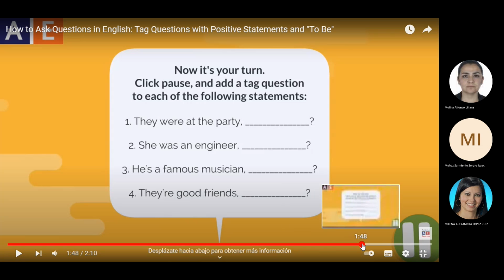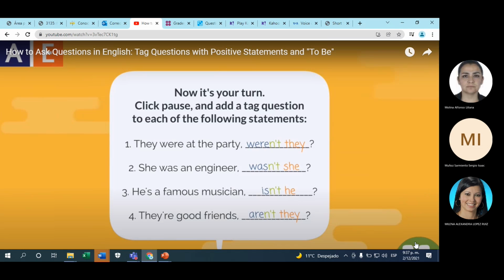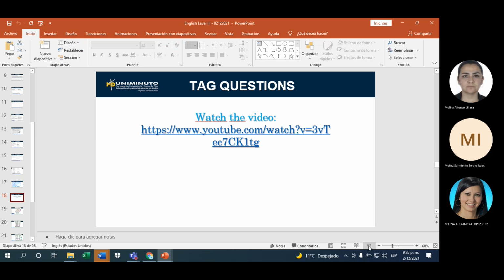Of course, here we just see them with positive statements. So here we can see in this video positive statements. We're going to see some of them with negative statements. That is also a way that we can use these tag questions. So just hold on a second.